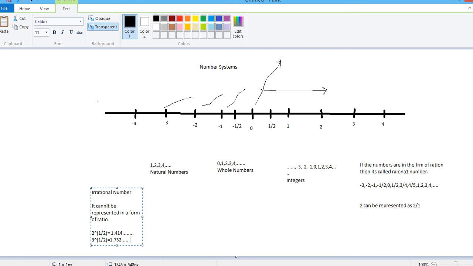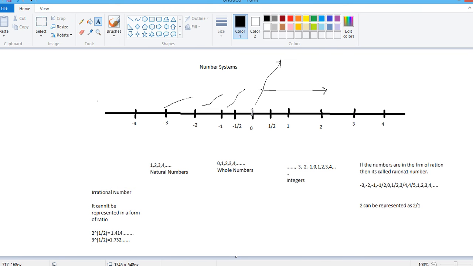Okay. So now, how can you represent 2 to the power half, that is root 2, on a number line? How can it be possible? So I am refreshing the page, so that you guys can understand.